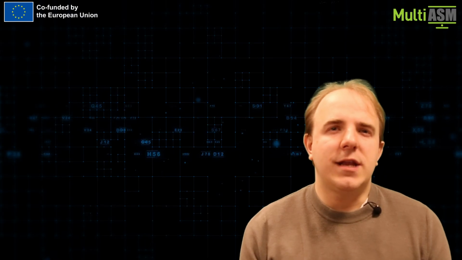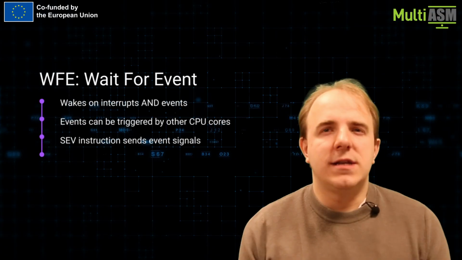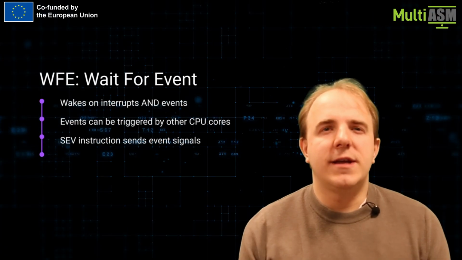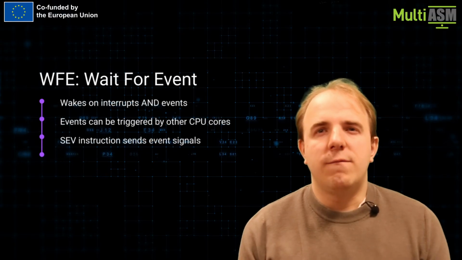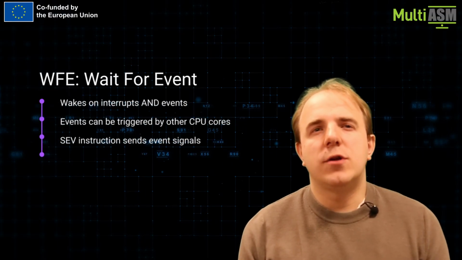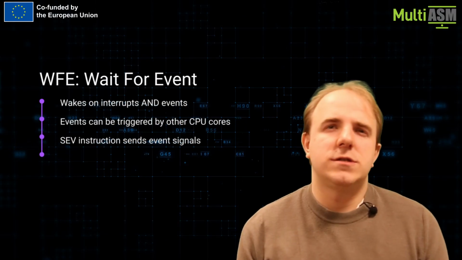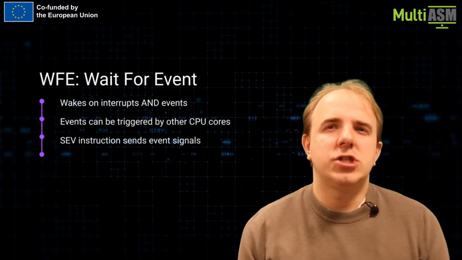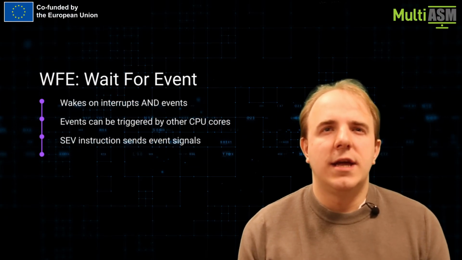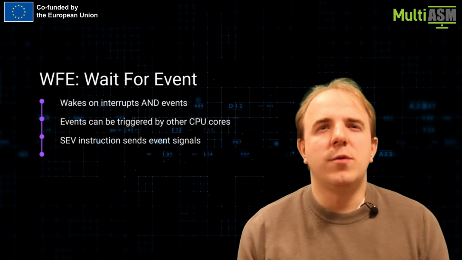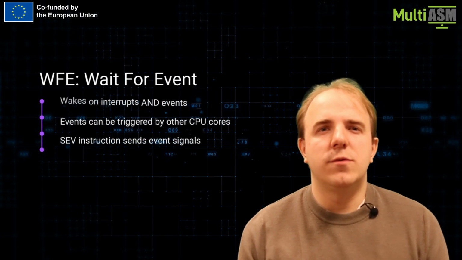In addition to waiting for interrupts, ARM processors can also wait for events. For this purpose, the WFI instruction can be replaced by the WFE instruction, which stands for Wait for Event. With WFE, the processor wakes up not only for interrupts, but also for events triggered by other CPU cores. Another core can generate such an event using the SEV instruction, which signals all cores at once. This mechanism is especially useful in multi-core systems where cores need to synchronize while consuming as little power as possible.